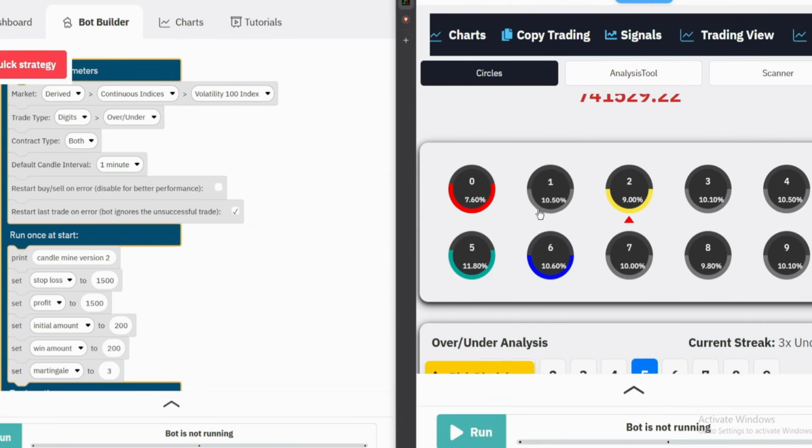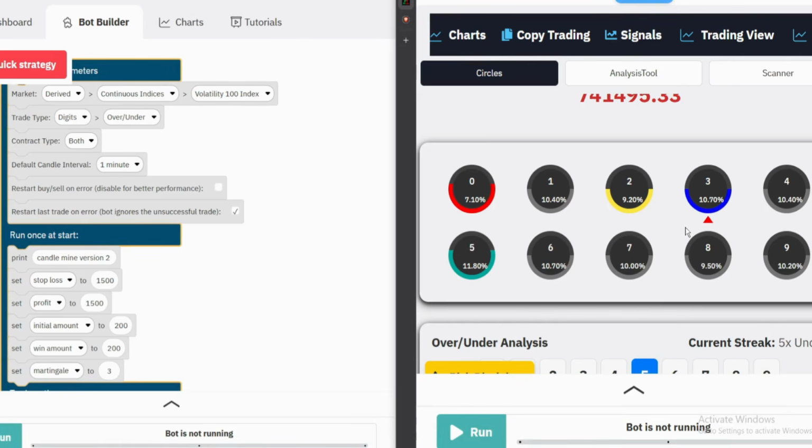As you can see on the analysis tool, you have a lot of digits: 0, 1, 2, 3, 4, 5, 6, 7, 8, and 9. One thing I want you to ensure is that 0, 1, and 2 are all below 10.5%. I repeat, ensure 0, 1, and 2 are all below 10.5%. The reason is that you want these numbers to be weak so that the possibility of the market selecting our numbers will be quite low. If you can get 2 being below 10%, that can be a bonus, but just ensure they are all below 10.5%.